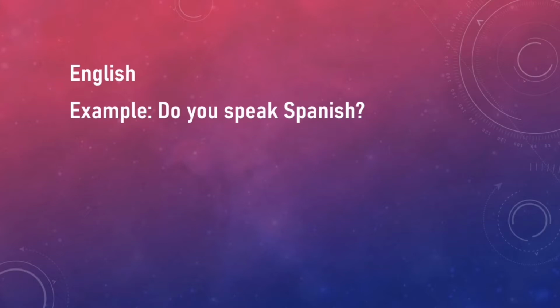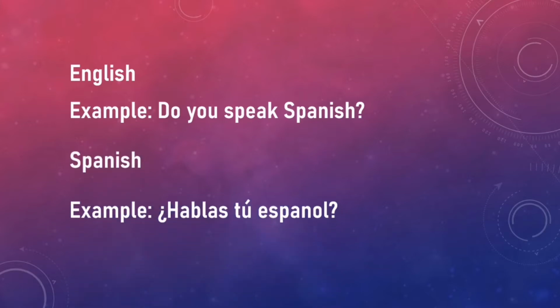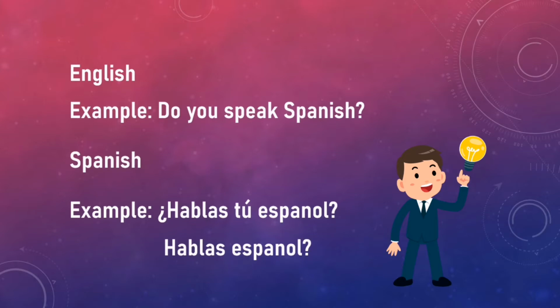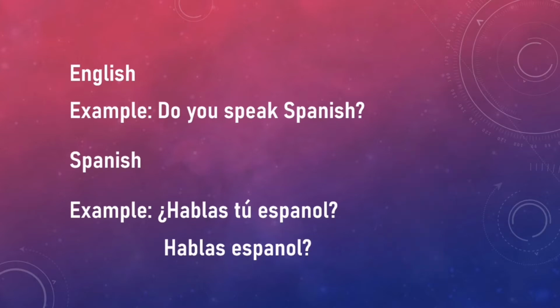But in Spanish, you can ask me in two different ways. The first way is, "¿Hablas tú español?" You use tú as the second person, so it means you are asking me a question. Or, you can ask, "¿Hablas español?" Because hablas is a verb conjugation that corresponds to the second person. For better understanding, I will give you more examples in this lesson.